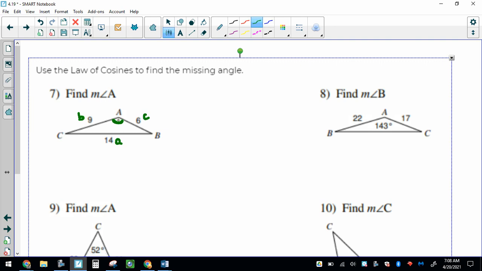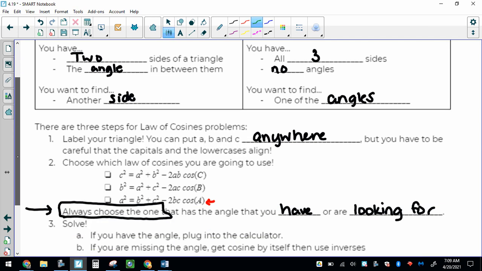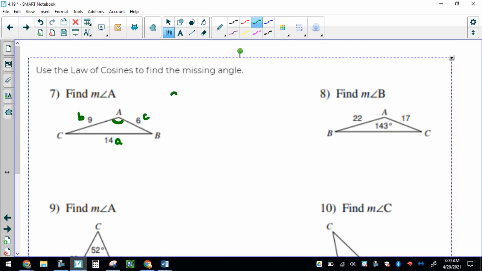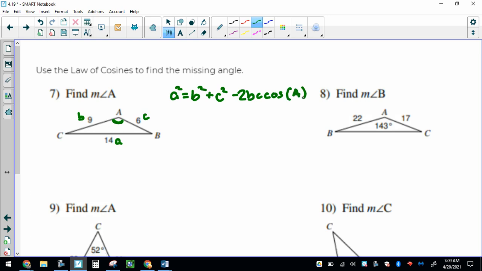Now remember, anytime it either gives you an angle or tells you about an angle, that's the law of cosines that we want to use. So it wants us to find angle A, so we're going to use this last one. So let me write that out. A squared equals B squared plus C squared minus 2BC cosine A. And if we fill in everything we know this time, look at this. Little a is 14. Little b is 9. Little c is 6.